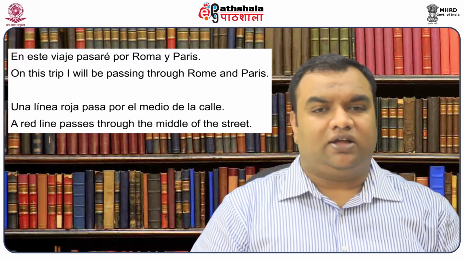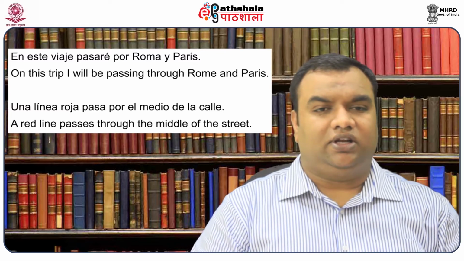Una línea roja pasa por el medio de la calle. Una línea roja pasa por el medio de la calle. In English, a red line passes through the middle of the street.